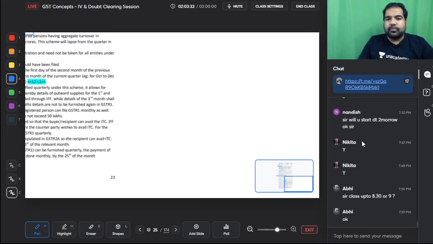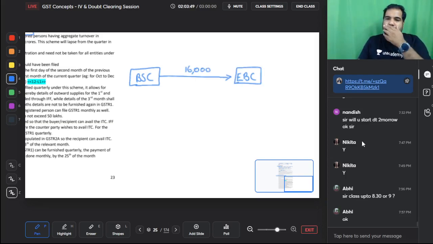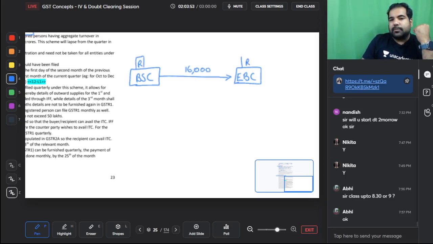Here we go. Guys, this is battery supply company and they are supplying batteries to electric bike company, and electric bike company wants to take credit of the GST on the battery supply company's batteries. This is also registered and they are also registered. But guys, battery supply company says that I don't want to file GSTR 1 every month. That means I have to file 12 GSTR 1 returns if I file every month. I don't want to do this.